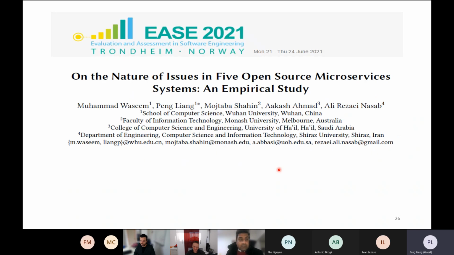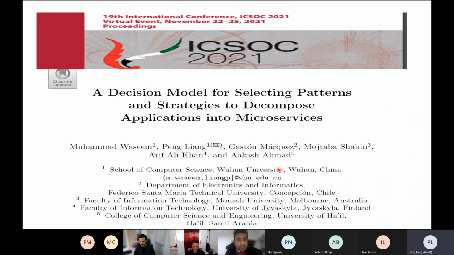And one more paper that we published at EASE in 2021 is about the nature of issues in 5 open source microservices systems. This is an empirical study, and we have provided a comprehensive taxonomy of microservices issues and their causes as well. And in 2021, we also published another paper. It's about a decision model for selecting patterns and strategies to decompose applications into microservices. This paper was published in the ISOC conference.